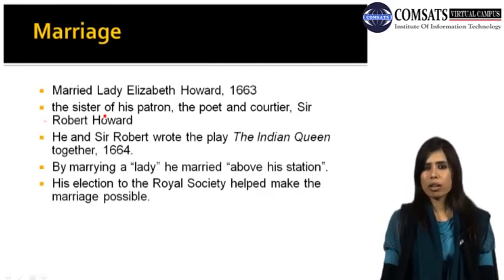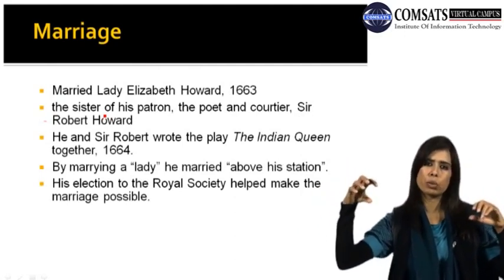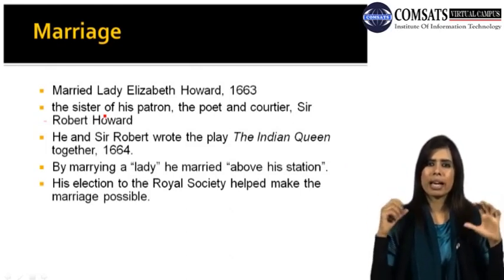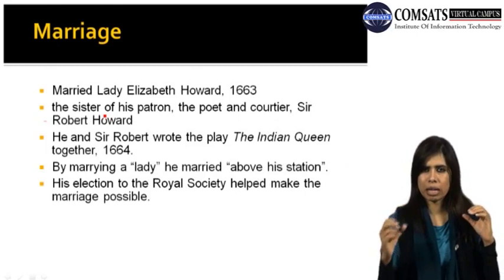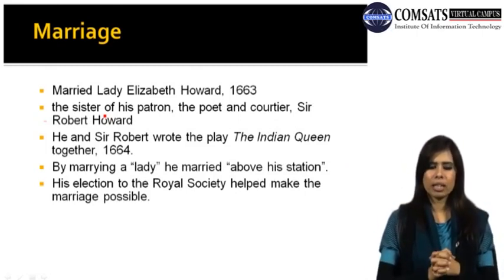Marriage, and that's another important factor, because here you can see Dryden was not just limited to one domain of life. He had a very diverse and dynamic personality. So he married a lady, Lady Elizabeth Howard, in 1663, the sister of his patron, the poet and courtier Sir Robert Howard. He and Sir Robert wrote the play The Indian Queen together in 1664.